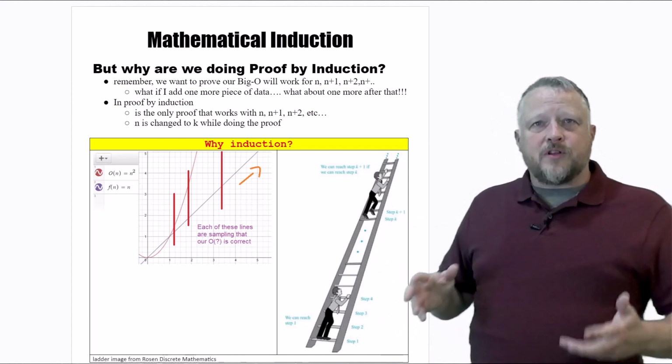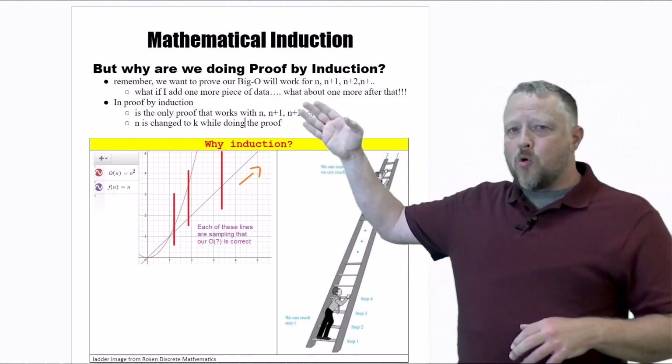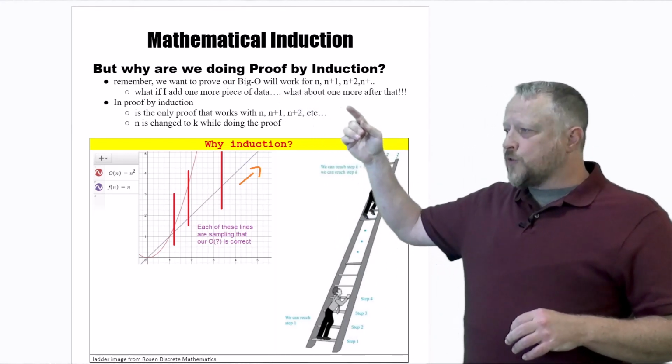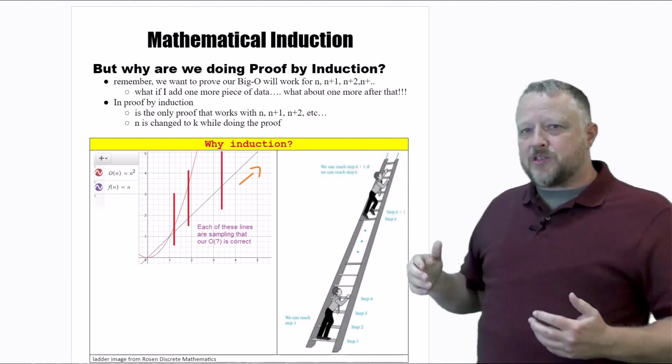But why are we even doing this? It's because we had already talked about our big O notation and how it works, but how do we know that it works for not just n, but n plus 1, n plus 2? And remember, that was the data pieces that we had.